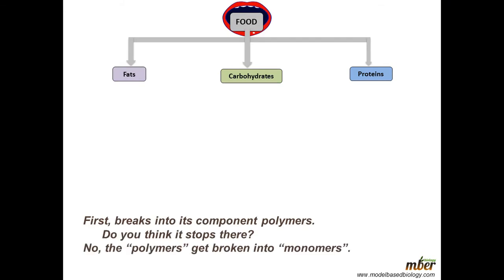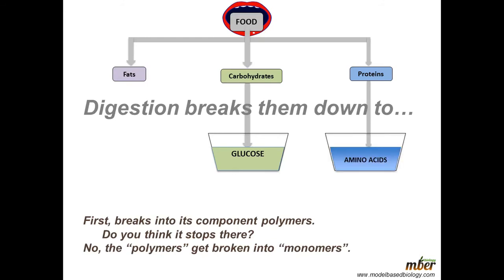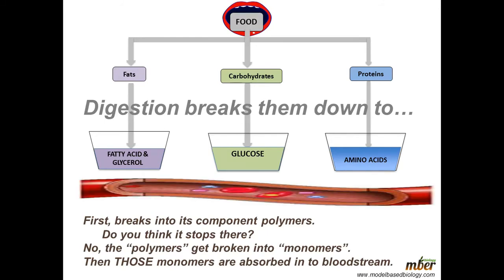Do you think it stops there? No, the polymers get broken down. So the food gets broken down into those three components, into its polymers. Then the polymers get broken down into monomers. So digestion breaks carbs down into glucose. Proteins become amino acids. Fats become fatty acids and glycerol. Those monomers are then absorbed into the bloodstream.